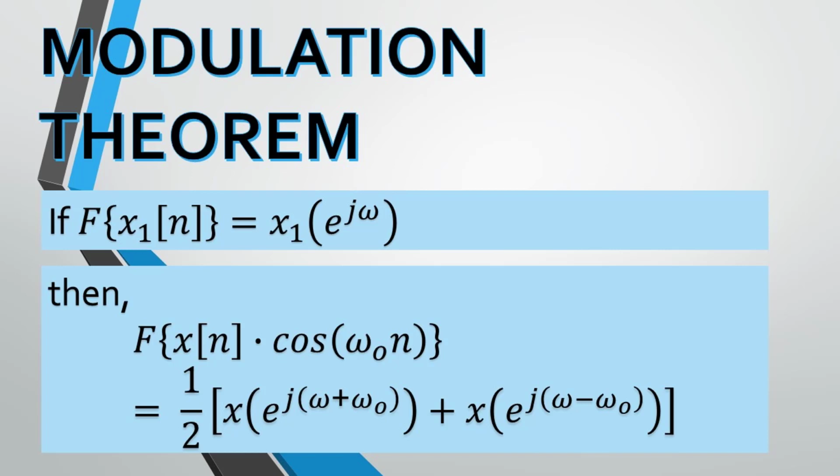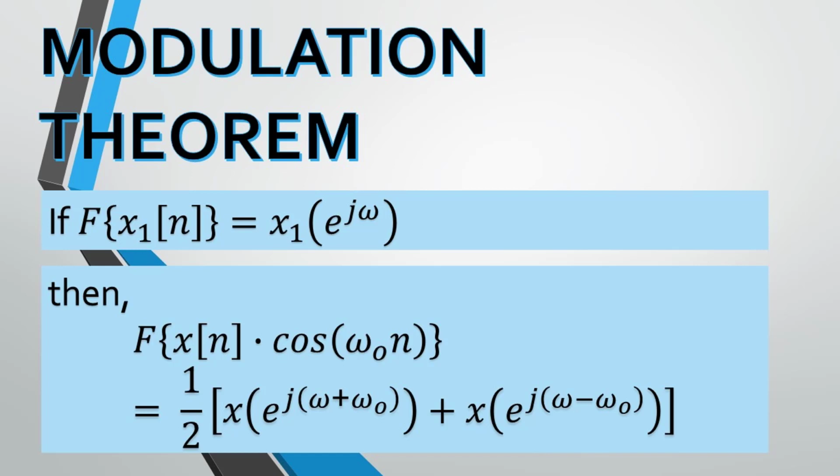The next property is the modulation theorem. As we know, modulation is the combination of two signals, one is the message and the other is the carrier. This combination is mainly used to carry the message signal to a longer distance. That is the concept of modulation. The Fourier transform also has the same concept in the modulation theorem.